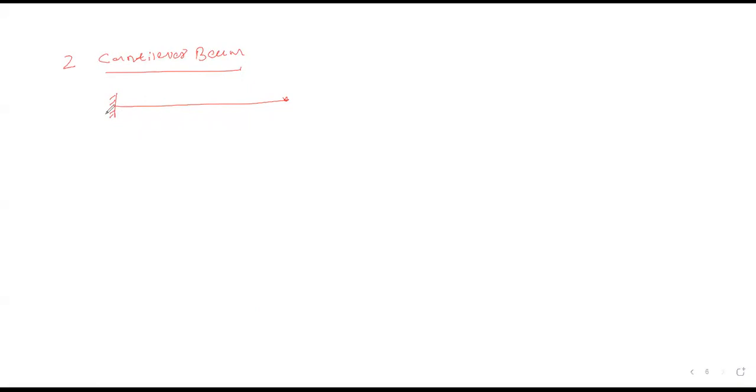For a cantilever beam, one end is fixed, another end is free. That means here you have not provided any support. May I write? Here you have not provided any support. Is it okay? Now just tell me how many reactions at this support? This is point A and this is point B. Let's see, how many reactions will come at point A?